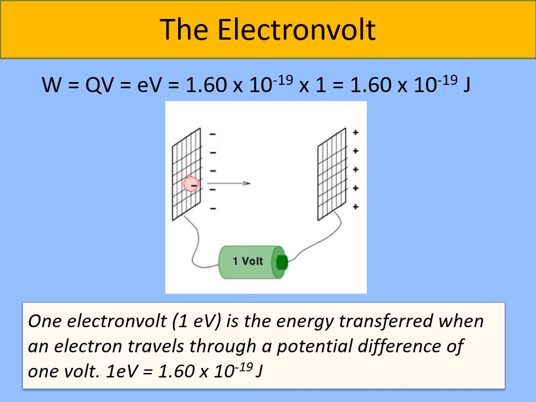When an electron moves through 2 volts, 2 electron volts of energy is transferred. When 5 electrons move through 10 volts, a total of 5 times 10, or 50 electron volts of energy, is transferred. Now, 1 electron volt is really a small amount of energy. We have to think about how small the particles are, and the mass of an electron is about 10 to the power minus 31 kilograms. So it's really, really small.